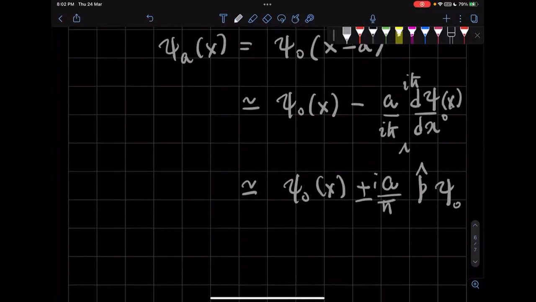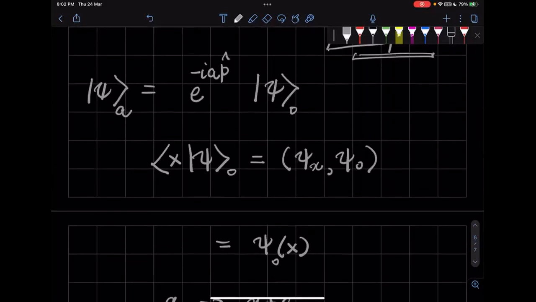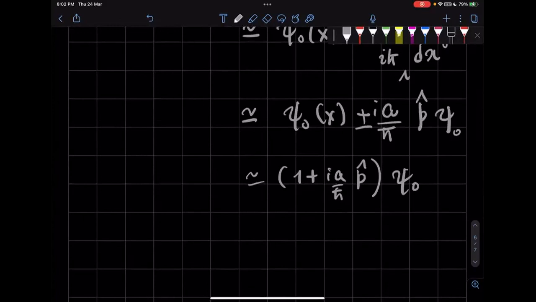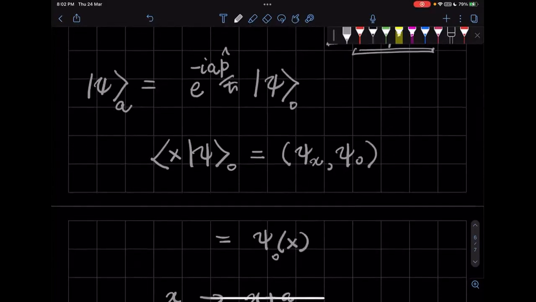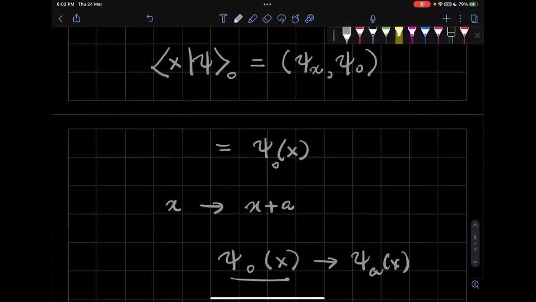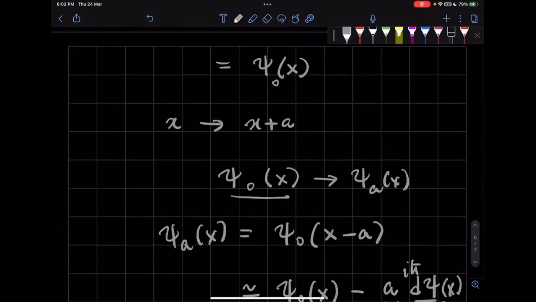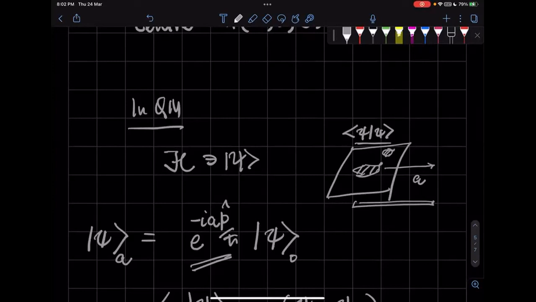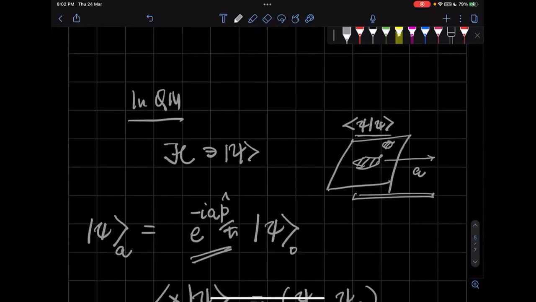As you can see, this has the form of 1 plus some parameter i a by h bar with the momentum operator acting on psi 0. There should be some h bar here that I forgot. So this is the infinitesimal transformation. And now if you apply it again and again and again, you should get an exponentiation, which is what this form is going to be, right? So we have shown that translation is generated by the momentum operator. That's an application of the action of the Heisenberg group on the Hilbert space. Okay, Farhan? Yes, sir, got it.